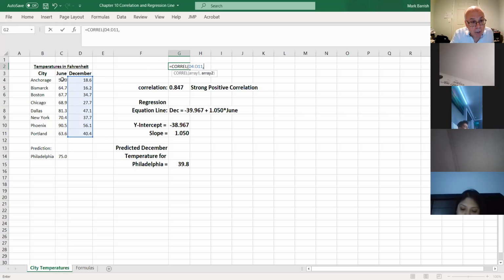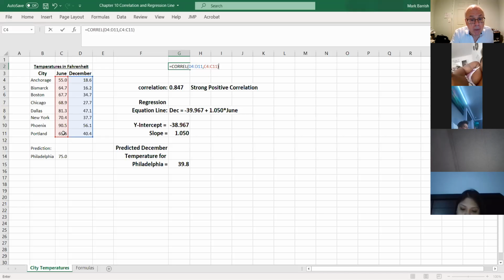And then I do the X's next. I click the first one in the X's and just scroll down, holding the left key when I'm doing that. And then I close the parentheses and hit enter. And that's what I did here.